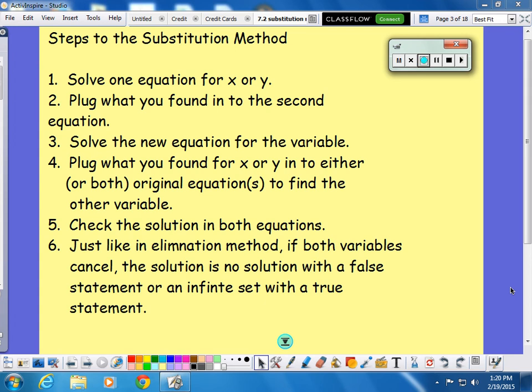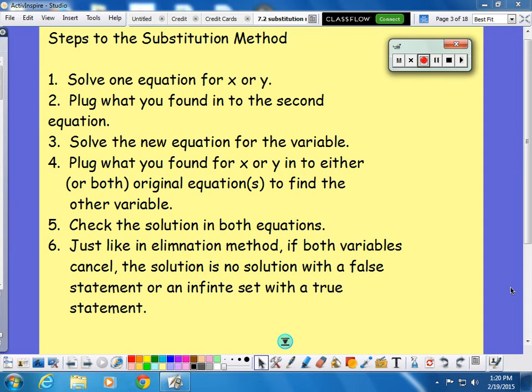Alright, so the steps for the substitution method, and I think you guys might like this better than the elimination method. First of all, in an equation like we were looking at a few minutes ago, we already have one variable solved for. So that very first equation we've got today is very, very simple. But you take one of your equations and you solve for x or y.